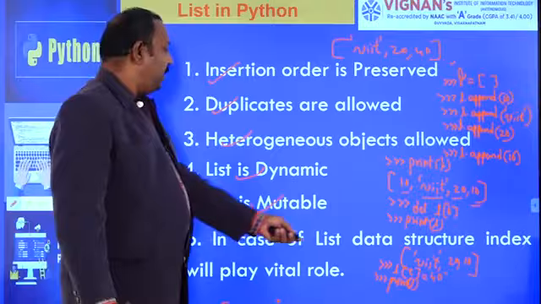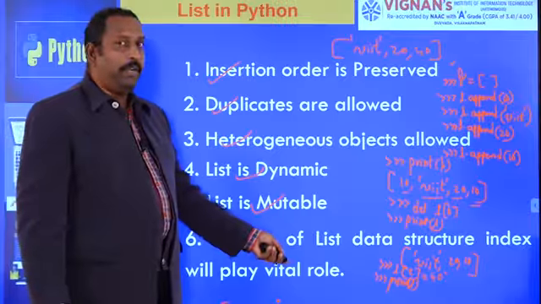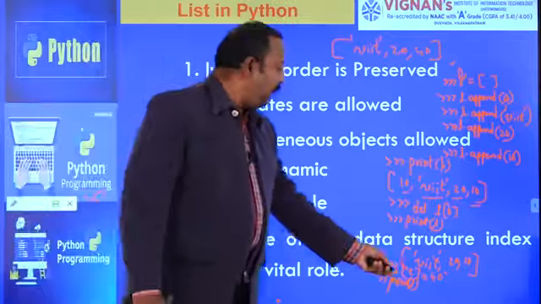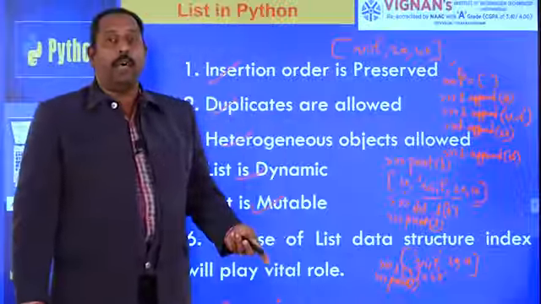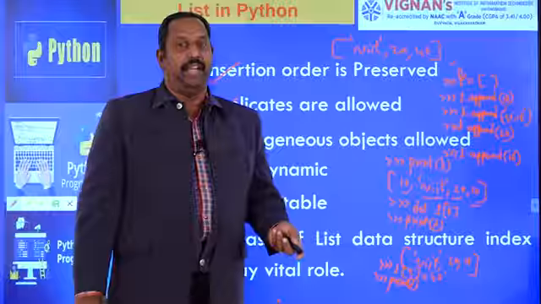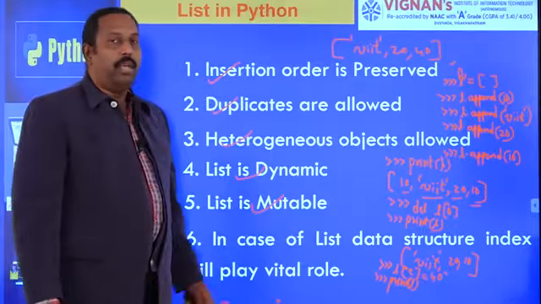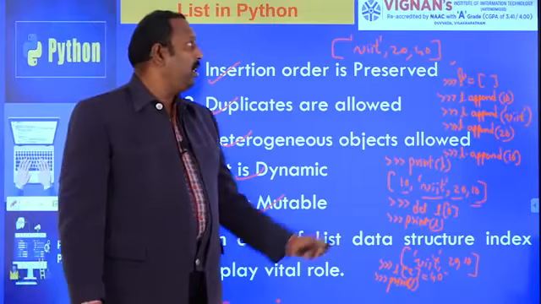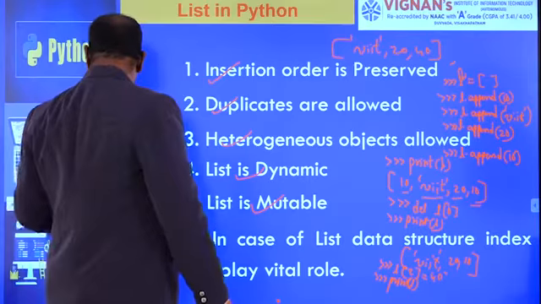And in case of list data structure, index will play a key role. Why index will play a key role: suppose we are having duplicate elements, which element you have to modify? That will be done based on the index. So index will play a key role in the list data structure. These are some of the properties of list data structure.